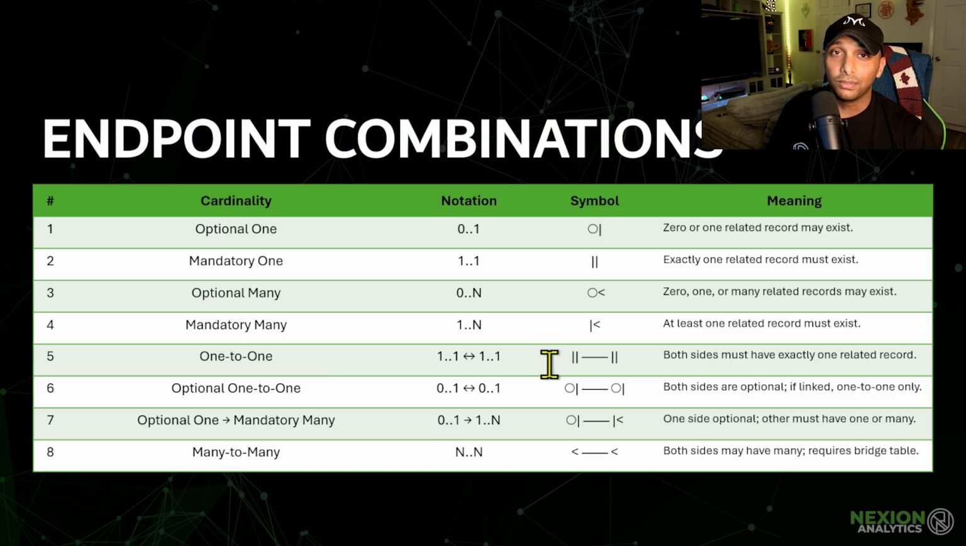So similar to the driver's license example I had in one of the previous videos, optional 1-to-1 is both sides are optional if linked 1-to-1. Optional 1 and mandatory many is one side is optional and the other must have 1 or many. And then many-to-many, as we know, is both sides have many. It requires a bridge table as we talked about before.